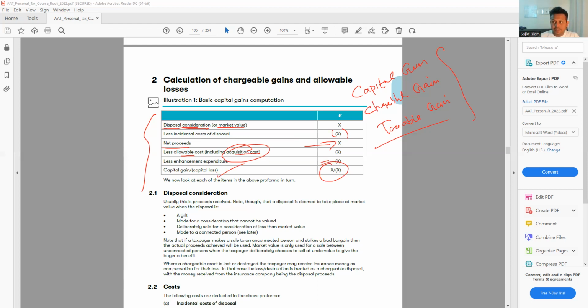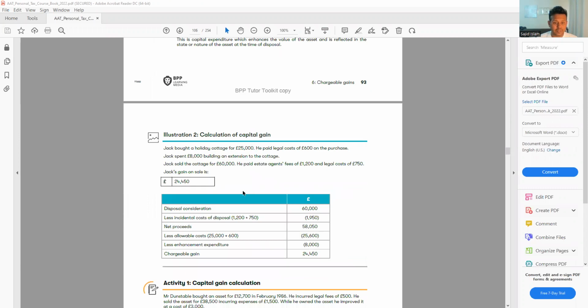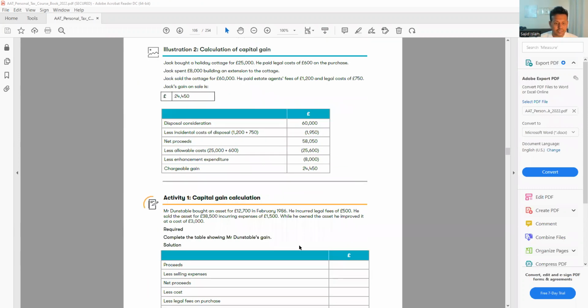All right, let's move to the next one. Let's have a look at how to calculate the cost. This is actually the same thing that we discussed. Incidental cost could be estate agent or legal fee. Allowable cost is the original purchase cost. Enhancement cost is any sort of improvement you've done. Now, from the capital gain, let's have a look.